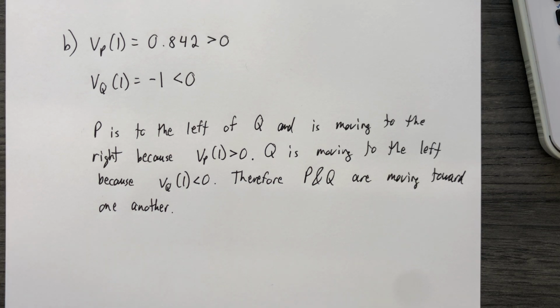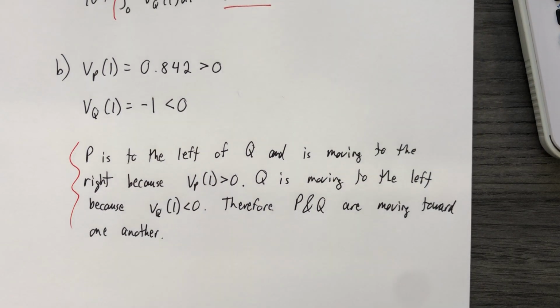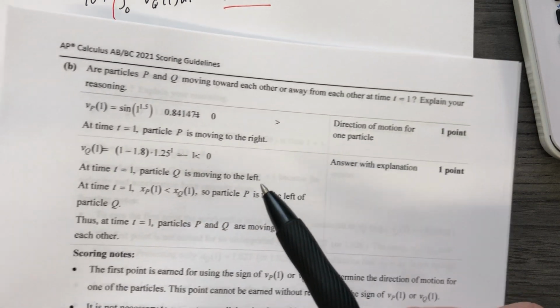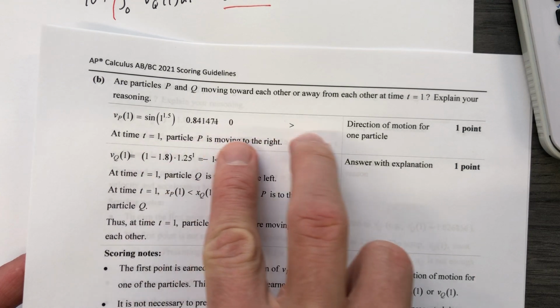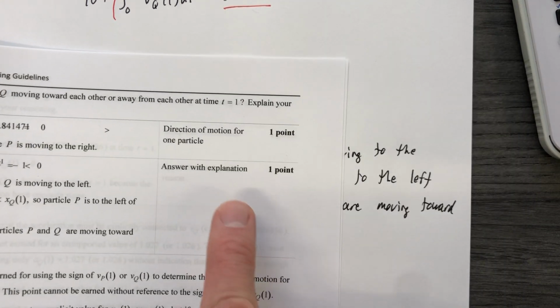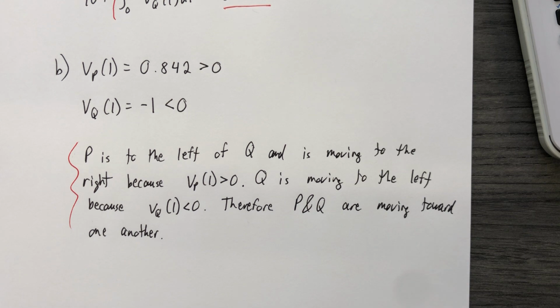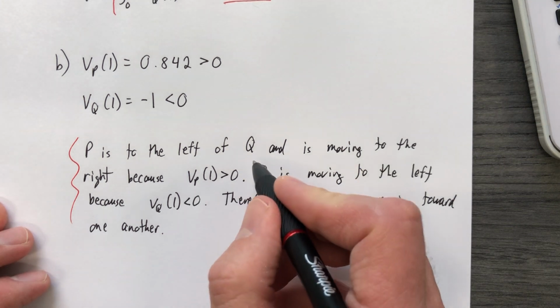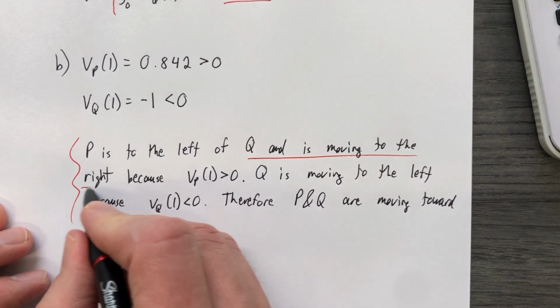All right, let's grade this thing. For part B, you will get a point for the actual explanation. And if you look at the scoring guidelines, you'll see something along those lines. But you will get another point for the direction of motion for one particle. Here we go. The direction of motion for one particle. If you're looking at this over here, it didn't print right. I have equal signs and greater thans all out of place. But the direction of motion for one particle, so either particle apparently, I would get some point for saying Q is moving to the right, for example.